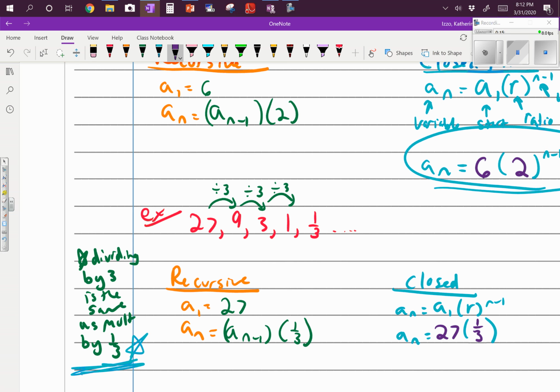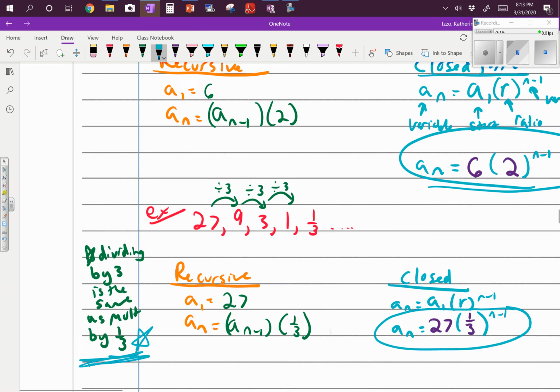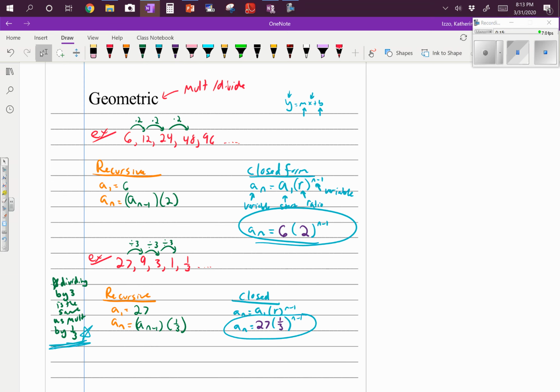Be very careful. That is how you do division. You can't say divide by 3. You have to put it into a fraction. And then, of course, our n minus 1. And there we go. So that is how we have to do geometric ones. Very similar to arithmetic in that we have the two different ways we can write it. One is helpful if we're just quickly doing it and they just want the pattern. Another is much more helpful if they want to find the 100th number of something.